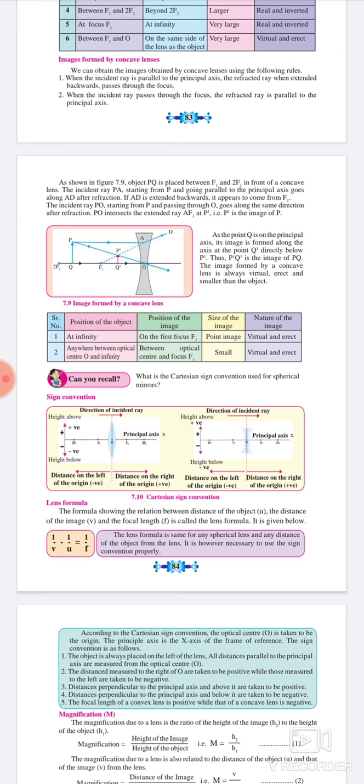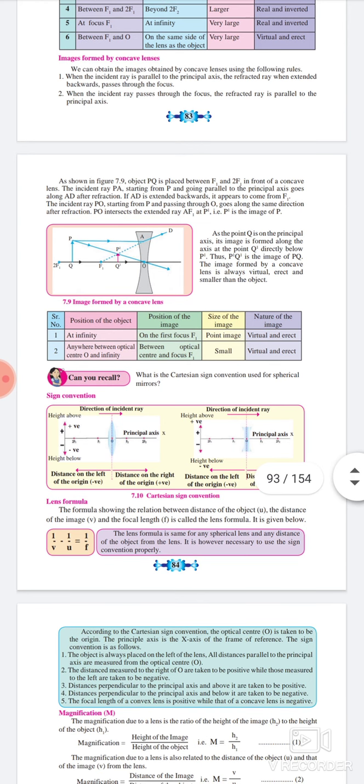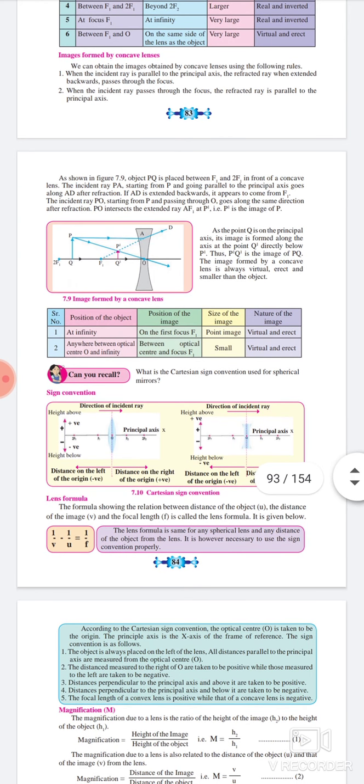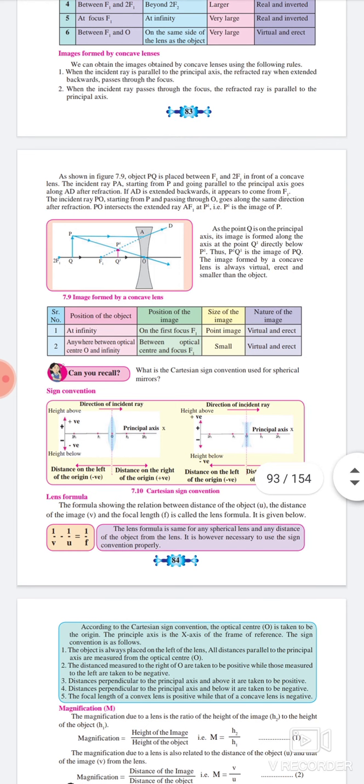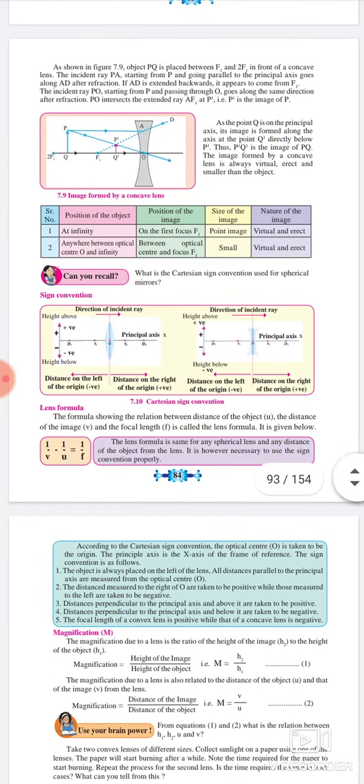Now the second one: if the position of the object is anywhere between optical center O and infinity, where will be the position of the image? Between optical center and focus F1. The size of the image will be small and the nature of the image will be virtual and erect. Now we will see children, the Cartesian sign convention.